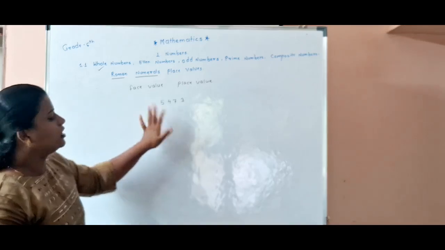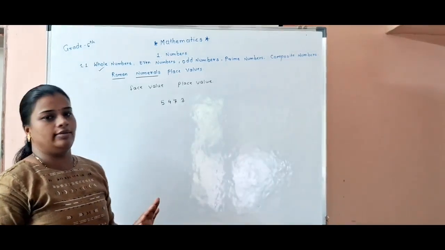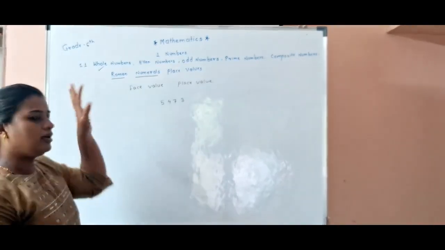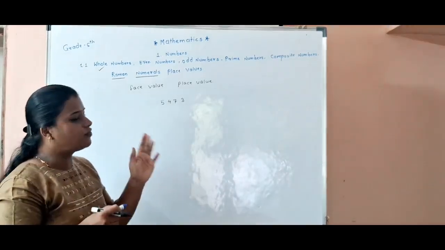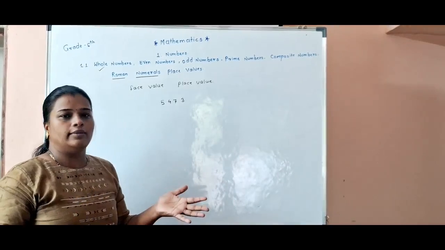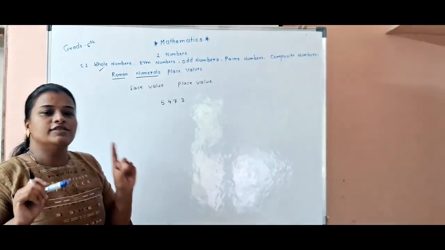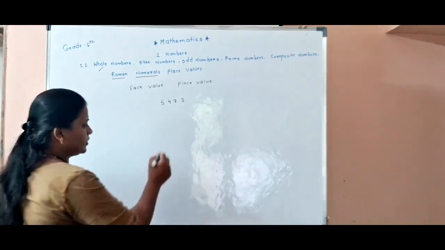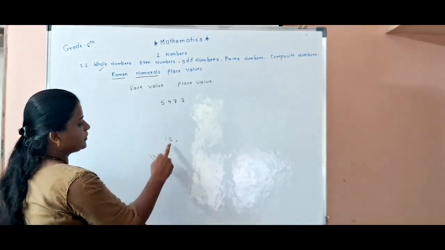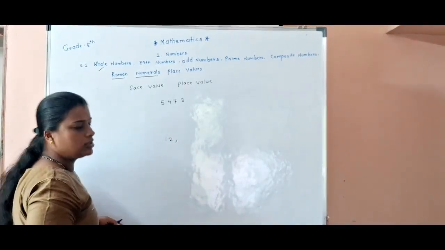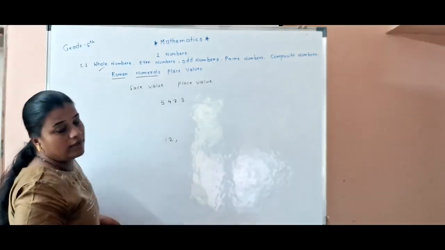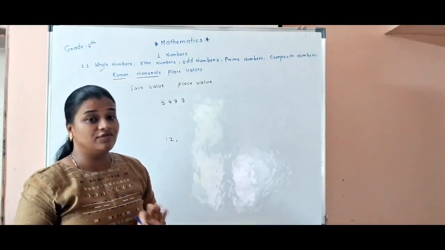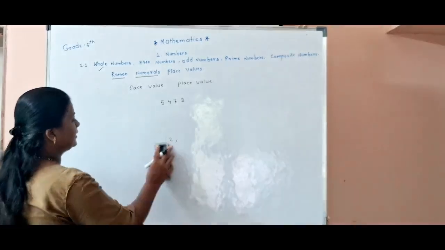Face value of 5 is 5 only. Face value of 4, at an instant when we see a number, if they ask us the face value of 4, it will be 4 only. If they ask the face value of 7, it will be 7 only. So whatever number is given to you, 12, face value of 2 is 2 only. Face value of 1 will be 1 only. But regarding place value, it is different. How is it different? Let us see.